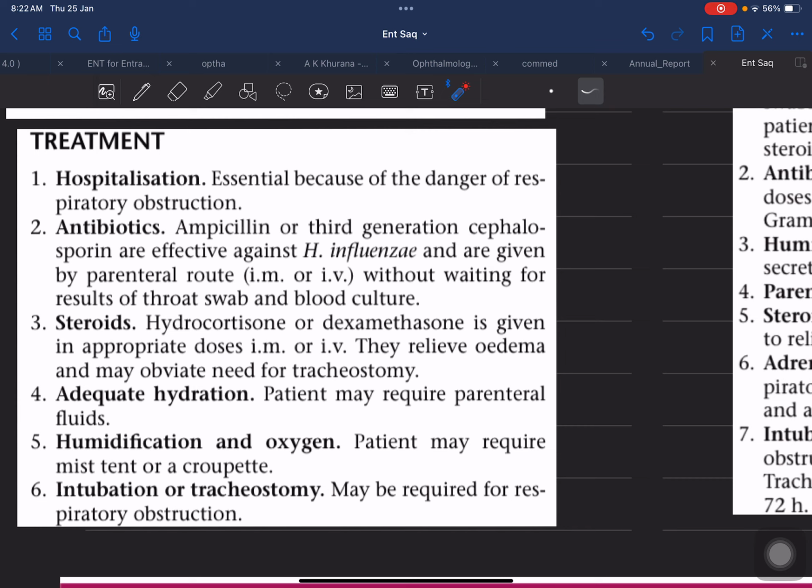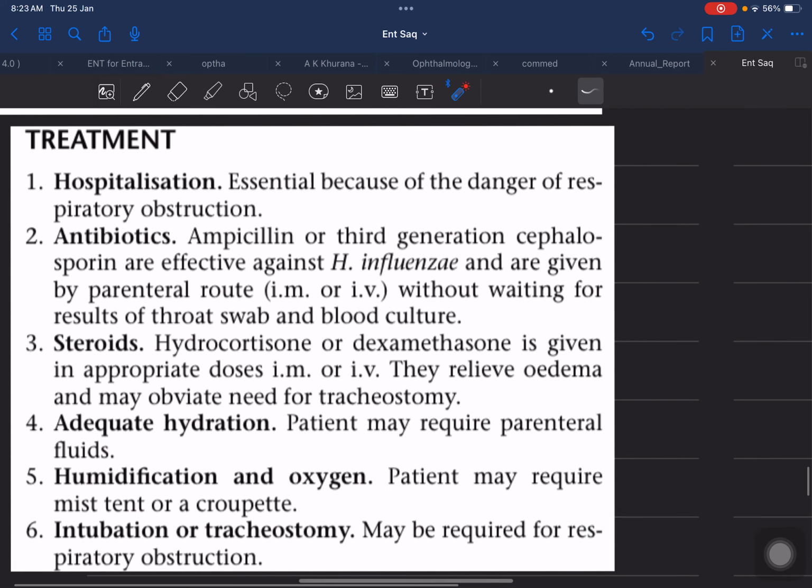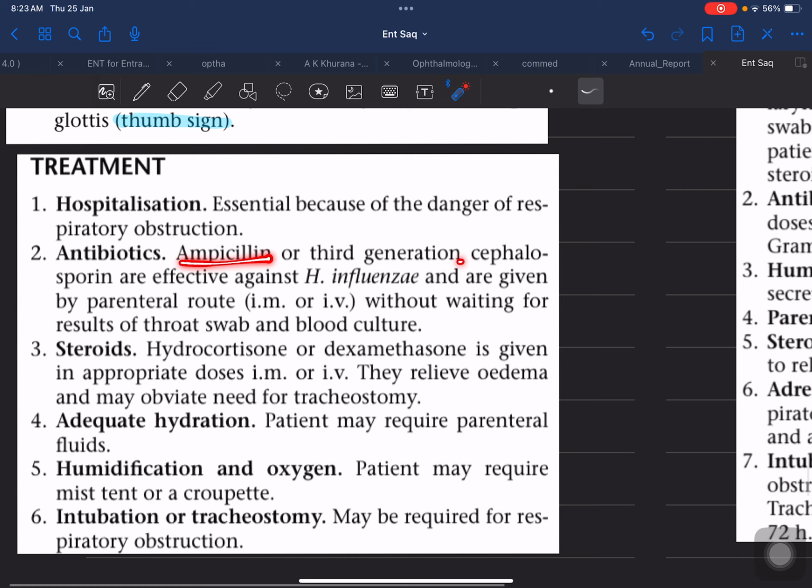We can provide immediate intubation, right? After that, emergency intubation or tracheostomy if there is obstruction. And then we can provide antibiotics, right? We can provide ampicillin or third generation cephalosporin, since they are effective against Haemophilus influenzae and are given by parenteral route, IM or IV, without waiting for result of throat swab or blood culture. We just provide it initially.